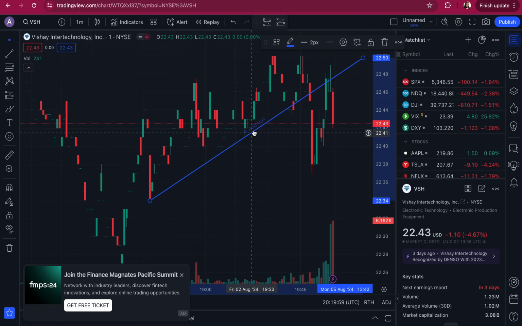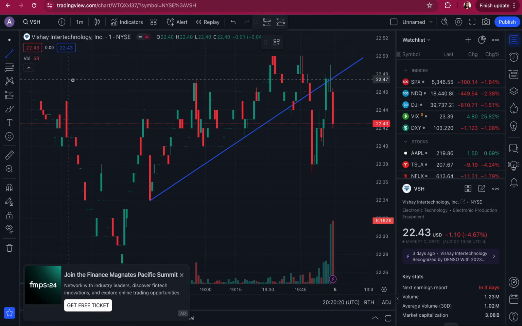Basically the lowest point, what you see here, is higher than the previous lowest point, and the lowest point you see here is higher than the previous lowest point. So that shows like an upward trend. And similarly you can do the same thing for the top of the chart.